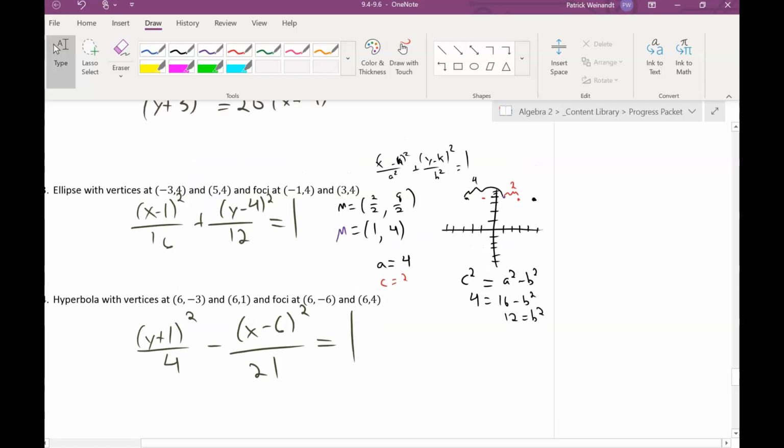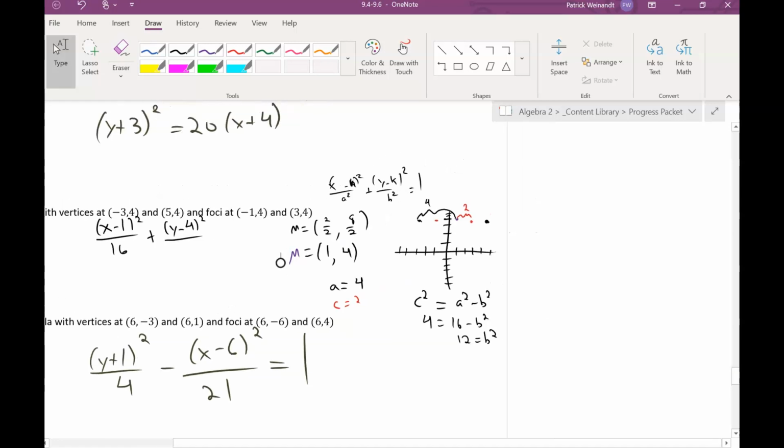So just go back up, plug these into our equation here, and you should find x minus our h value. And our h value is just the x value of our center, which we found to be 1. So it's going to be x minus 1 squared over our a value squared. Well, 4 squared is 16, plus y minus our k value, and our k value is 4. So y minus 4 squared over b squared. Well, b squared is 12.